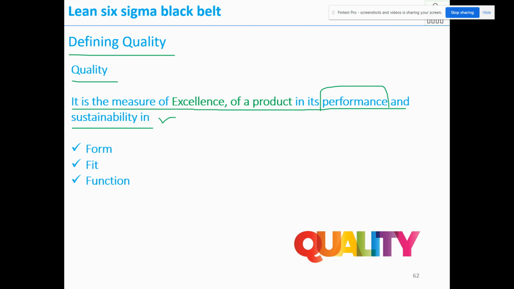What is performance and sustainability? It has to perform well and it has to sustain, in terms of form, fit, and function. It has to perform well in all the three factors and it has to sustain. The form has to sustain, the fit has to sustain, and the functionality of the product shall sustain. Therefore, the excellence of a product in its performance and sustainability in terms of form, fit, function, we can say it is quality. This is the definition of quality.